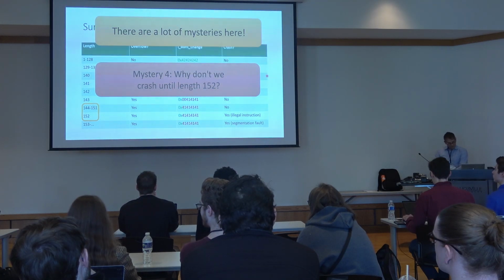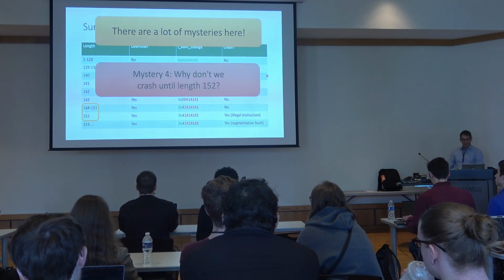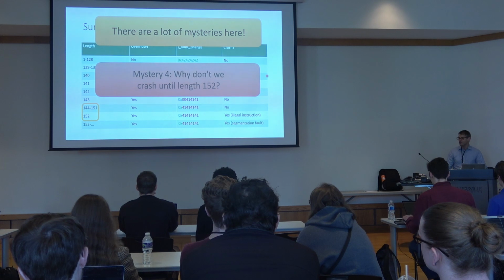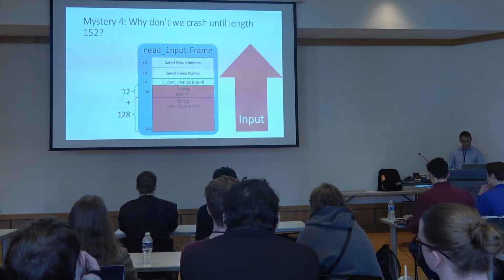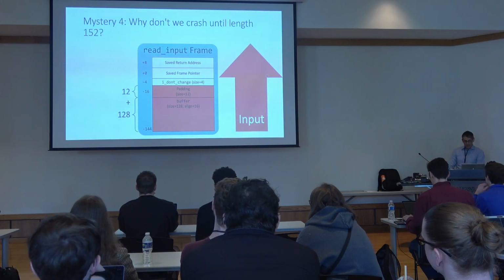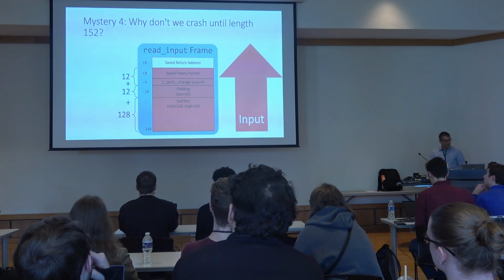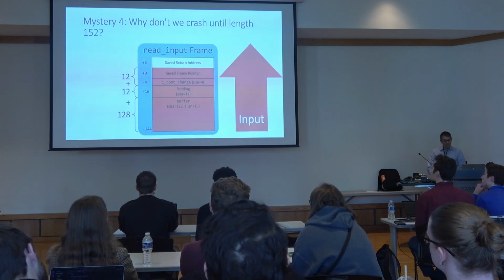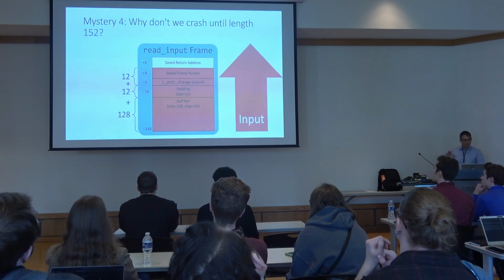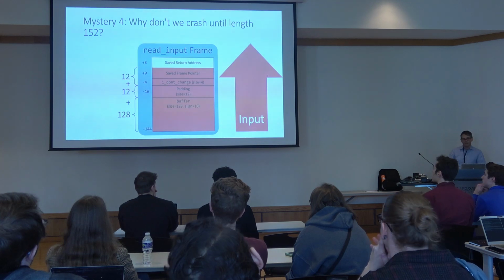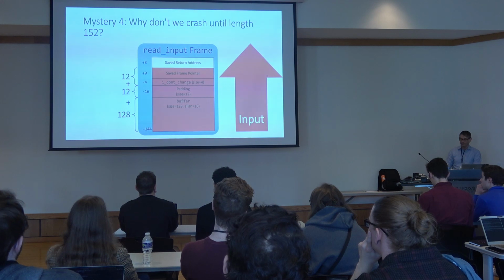All right, fourth mystery. Basically, why don't we crash until we get all the way to having 152 A's, which is obviously quite a bit larger than 128 bytes that we allocated for the buffer. Well, again, going back to the stack frame, what happens as we keep writing? Well, we're going to overwrite the idle change variable. We already saw that because its value is changing. And then we overwrote that saved frame pointer, which it turns out in this case doesn't really do anything too bad. And that gives us another 12 bytes of wiggle room.